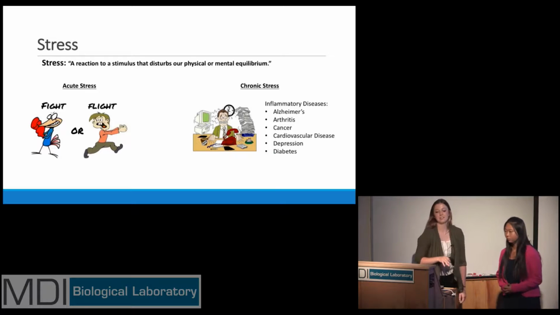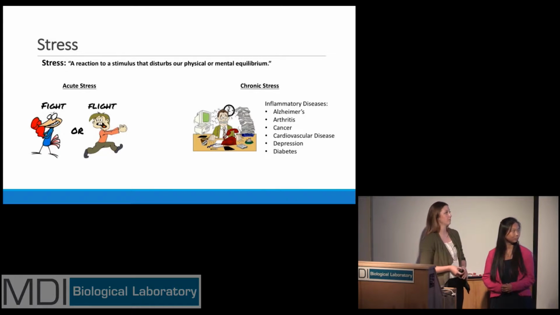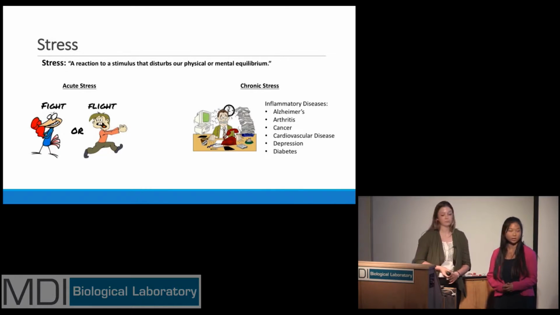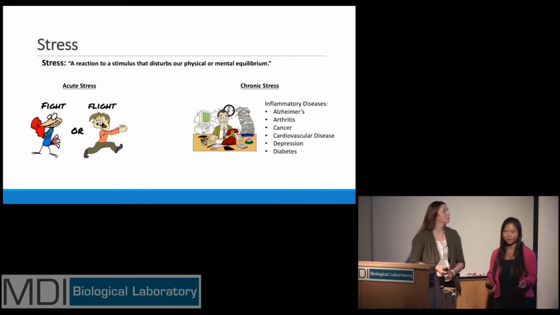So what is stress? Stress is a reaction to a stimulus that offsets our body's equilibrium. There are two major types of stress, acute and chronic. Acute stress is often short-lived and contributes to our body's fight or flight response. On the other hand, there's chronic stress, which is when you're stressed out for a longer period of time.